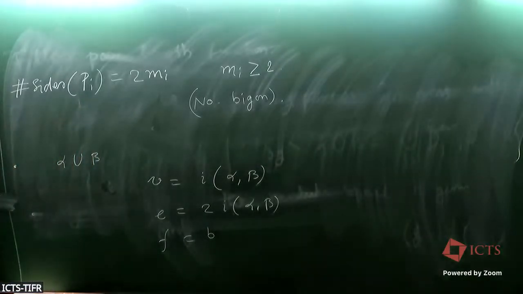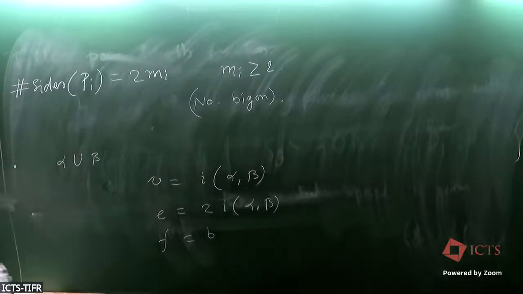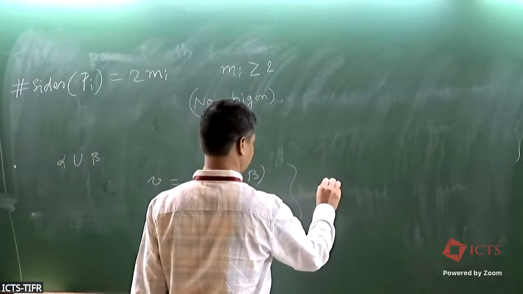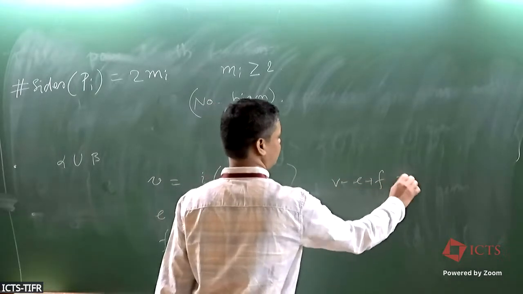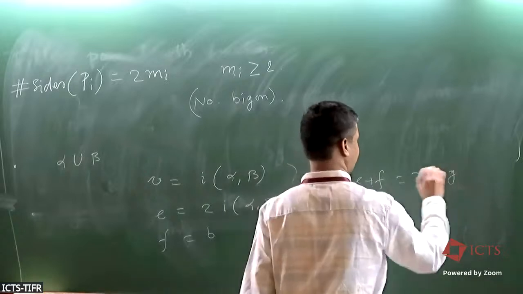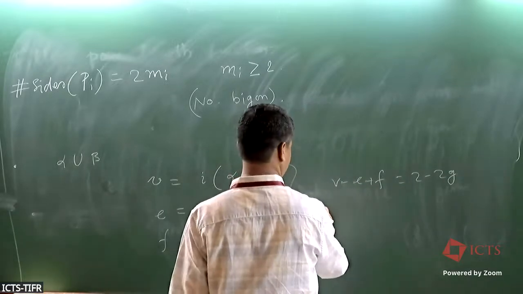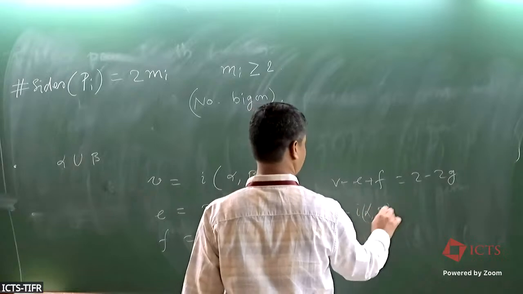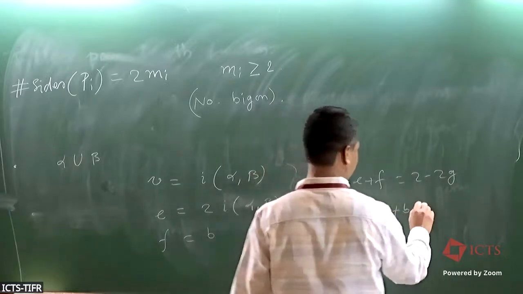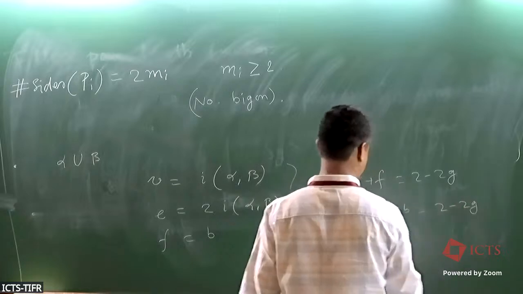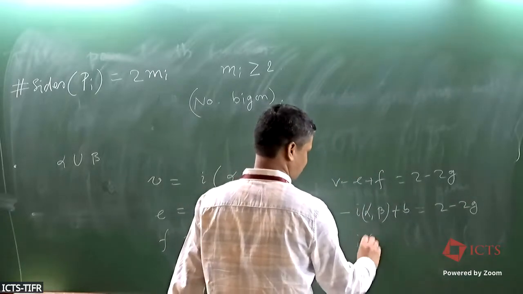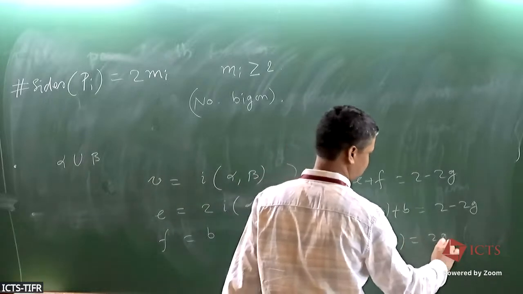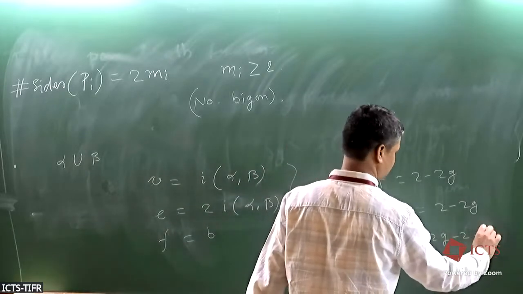Okay. So the Euler characteristic formula gives V minus E plus F equal to 2 minus 2g. So this implies minus I(alpha, beta) plus B is equal to 2 minus 2g, and this implies that the number of intersection points between alpha and beta is equal to 2g minus 2 plus B.